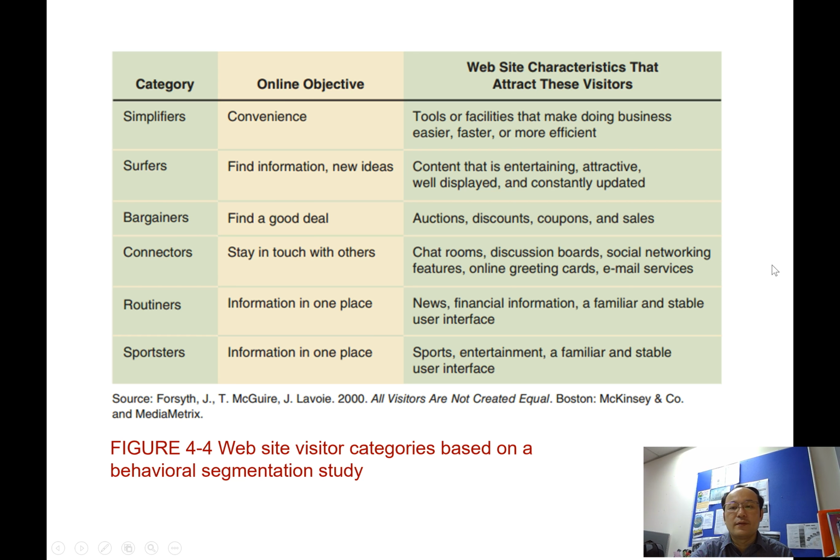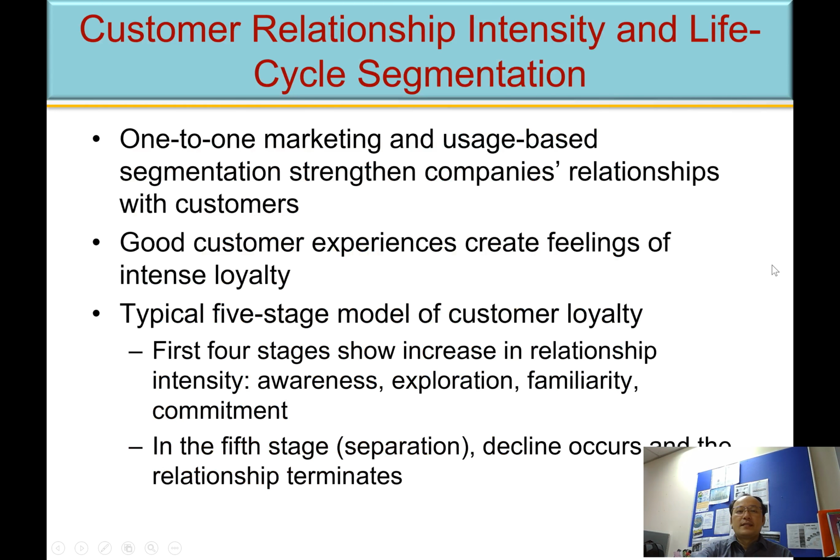Routiners, all this, right? Okay, customer relationship intensity and life cycle segmentation, as I just mentioned. To understand customers, we have to understand their characteristics before building a long-term relationship with them. So the best way to build a customer relationship is more on personal contact, rather than mass contact.